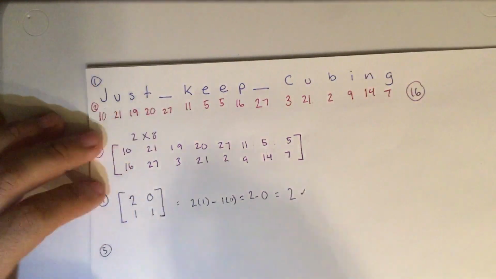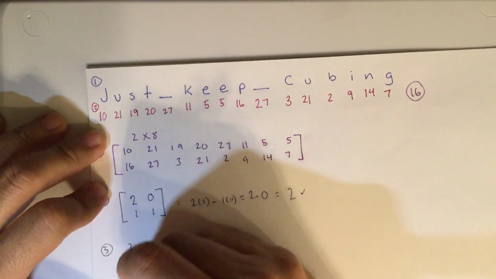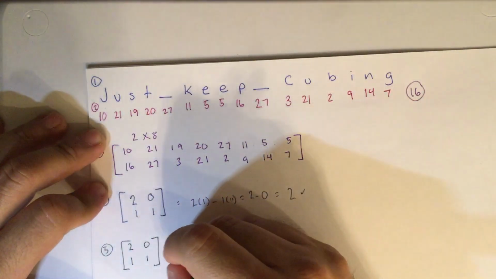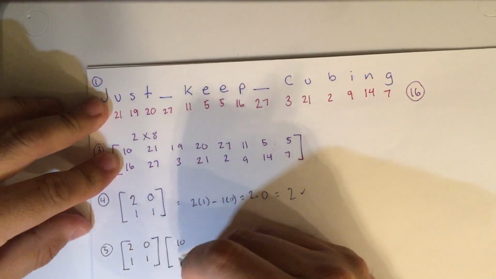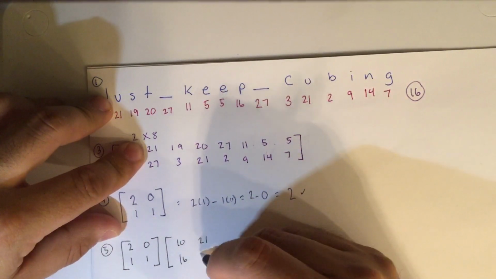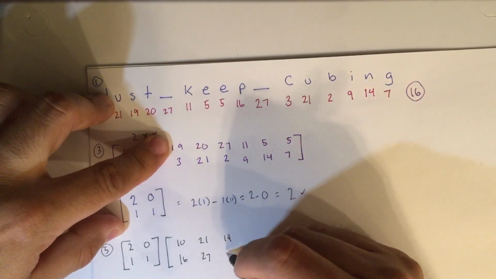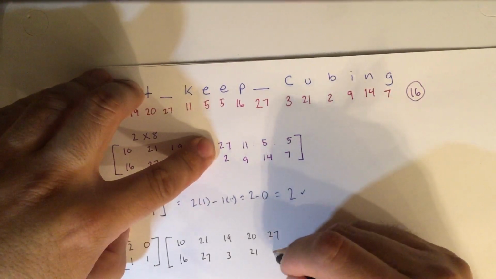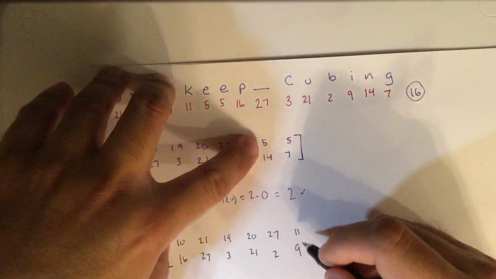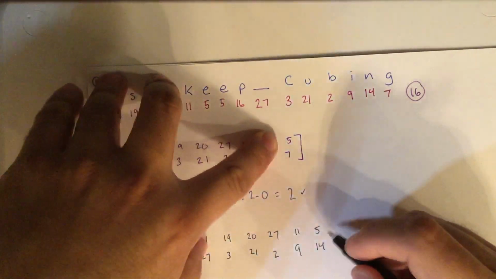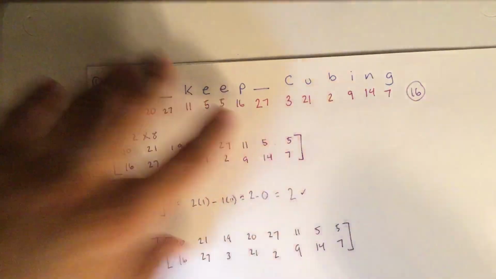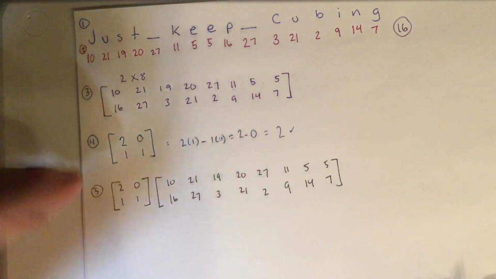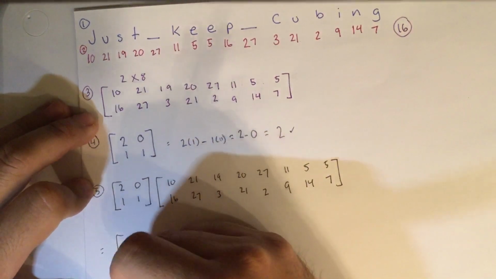So I'm going to take this 2x2 and I'm going to multiply it by this over here. So 10, 16, 21, 27, 19, 3, 20, 21, 27, 2, 11, 9, 5, 14, and 5, 7. So there's that there now. All right, from this point here, I'm going to multiply it. I'm going to actually show you how I'm doing this.